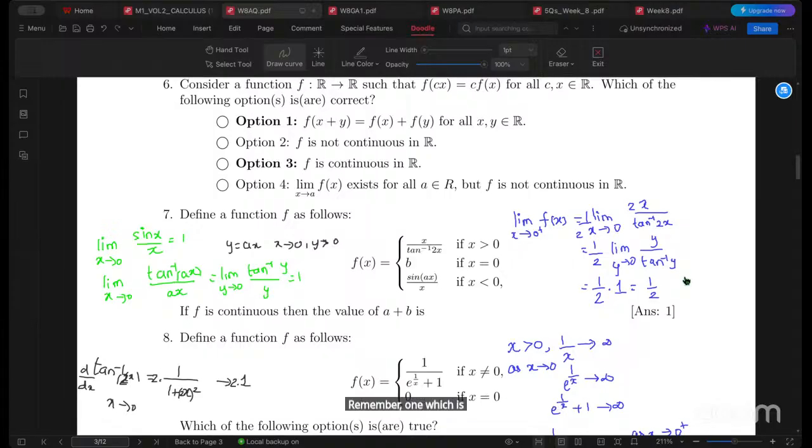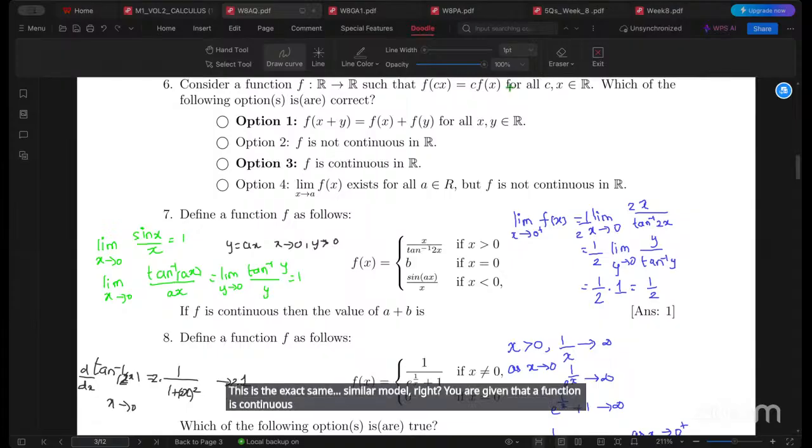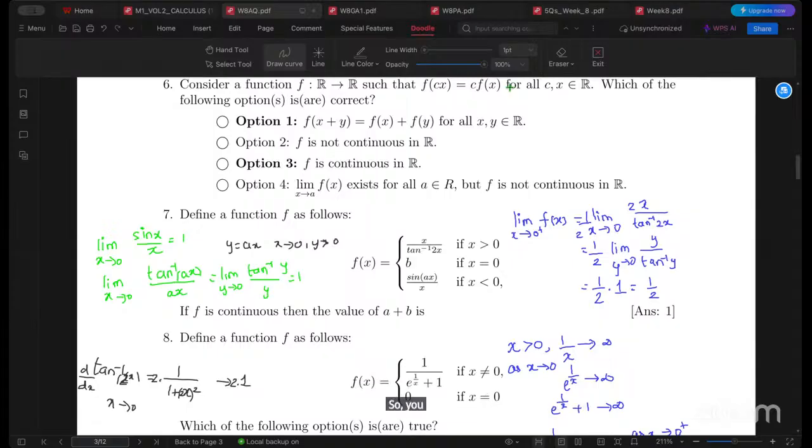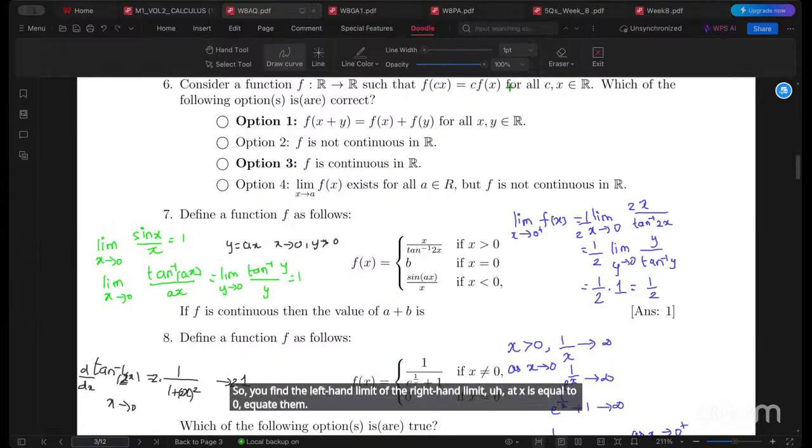Ma'am, one which was just now pasted by somebody. Okay, it's too small. Let me try to zoom it. I'm not able to read it. Hold on. Okay, so f of x equal to sine 17x plus a sine x by 15. This is the exact same similar model, right? You are given that the function is continuous at x equal to 0. So you find the left hand limit and right hand limit at x equal to 0, equate them, and while equating you will be finding A and B.